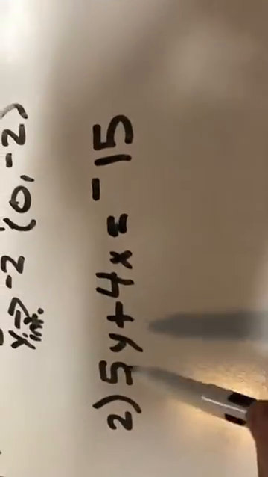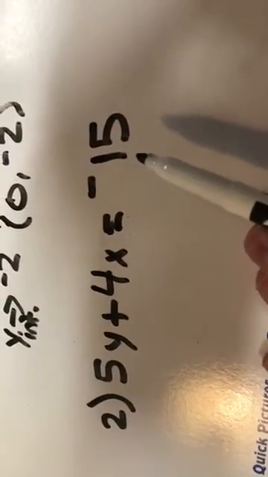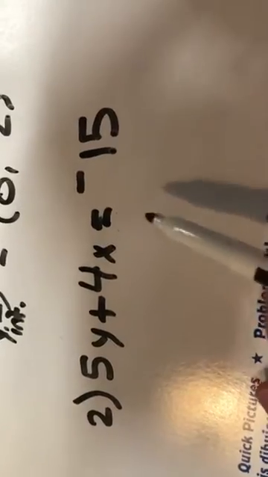Now let's go on to this second example. Here we go again. Things are connected with the y. So here we go. 5y plus 4x equals -15. Well, to be able to graph it, I first have to put it in slope-intercept form. Slope-intercept form is y equals mx plus b. So I'm going to have to get y by itself.